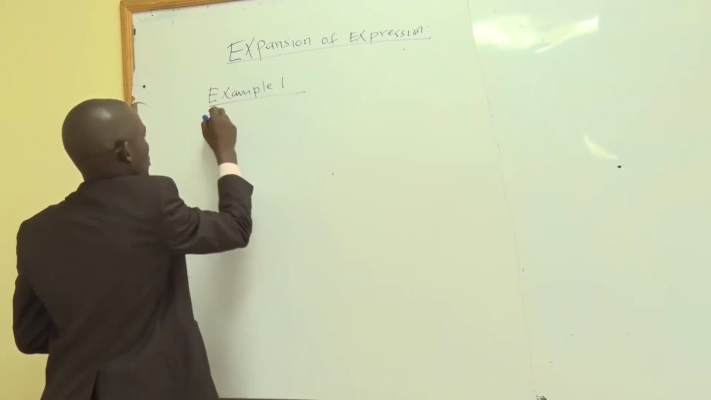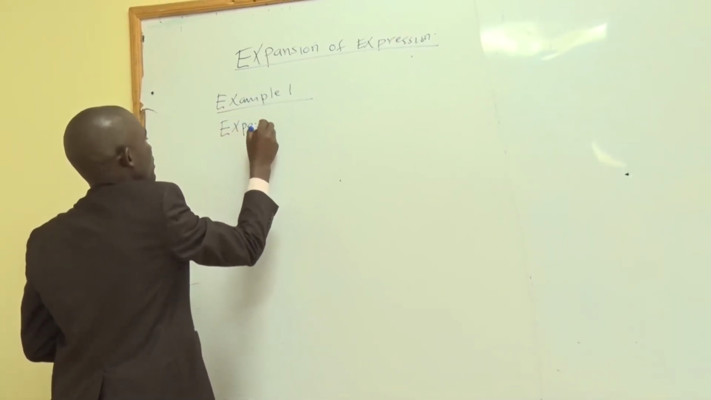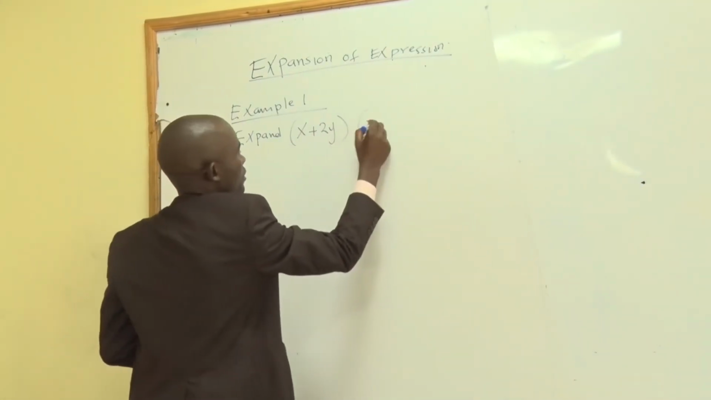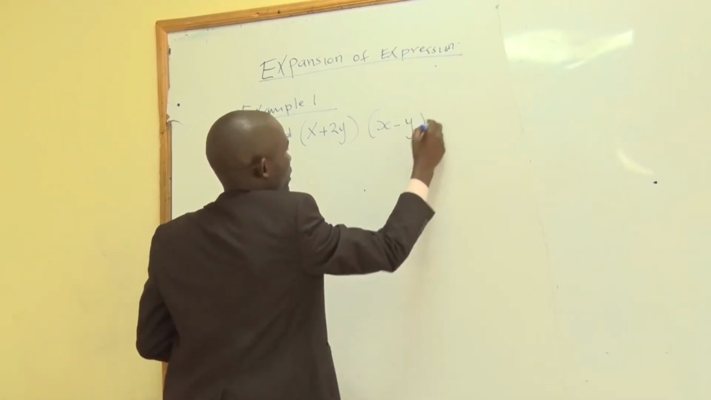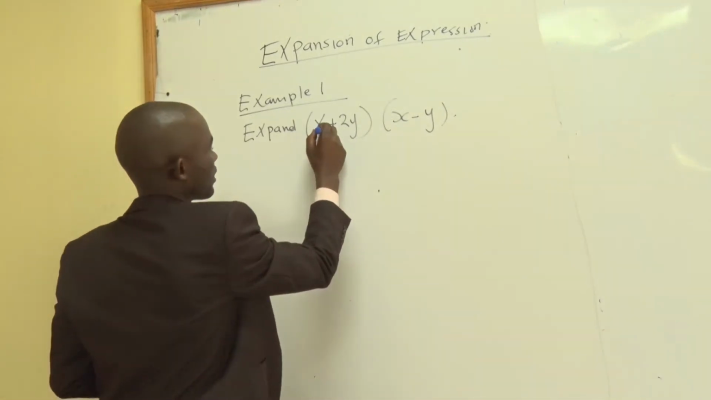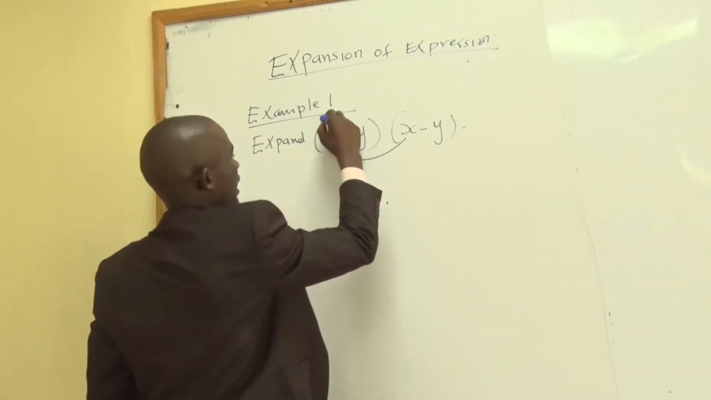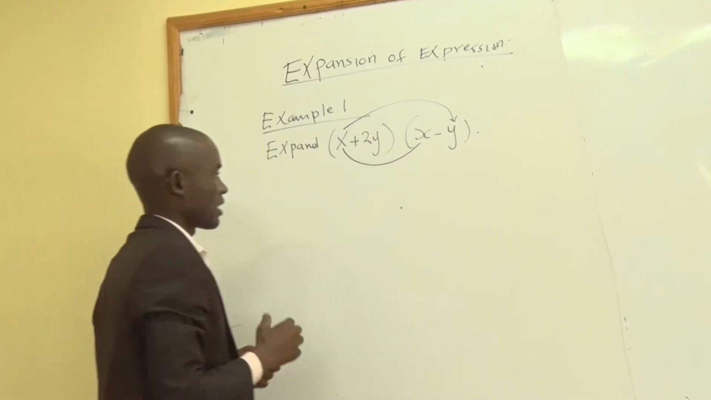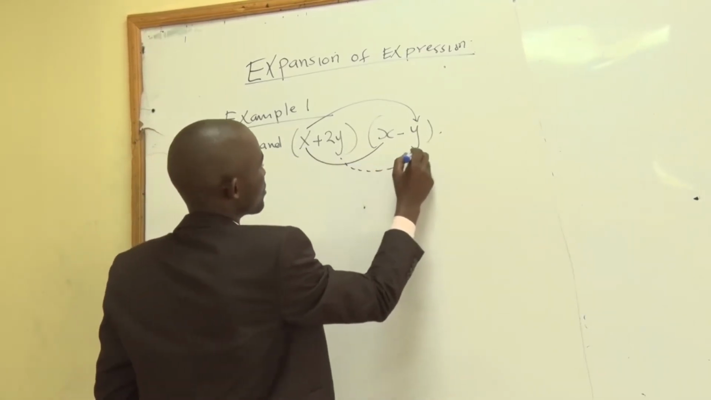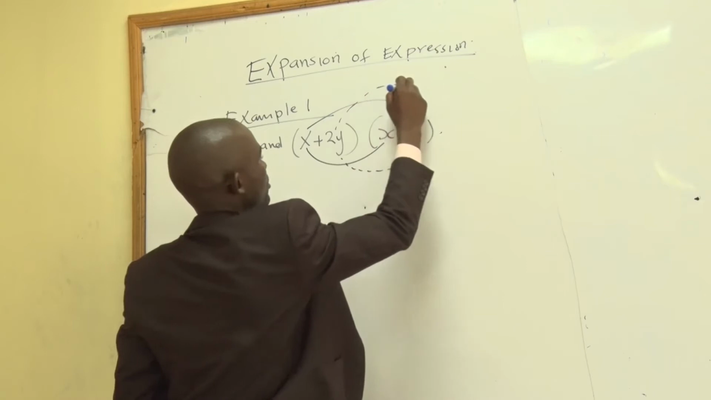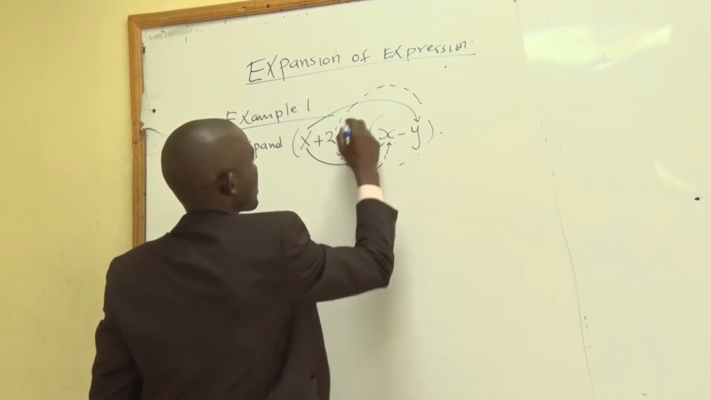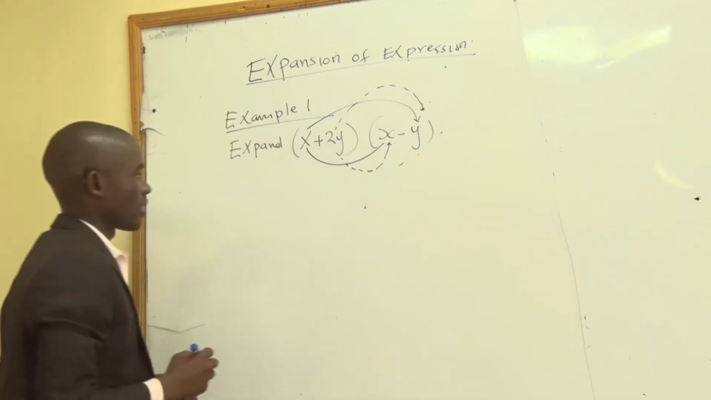Example 1, you are told to expand x plus 2y times x minus y. If you are told to expand, what you will do is you will take this first one, this part you multiply to that, again you will take this one, multiply by that. That is the first process. Then of course you will repeat the second step. You will repeat this one multiplied by that. Again you will take this multiplied by that, then this one multiplied by the second one.